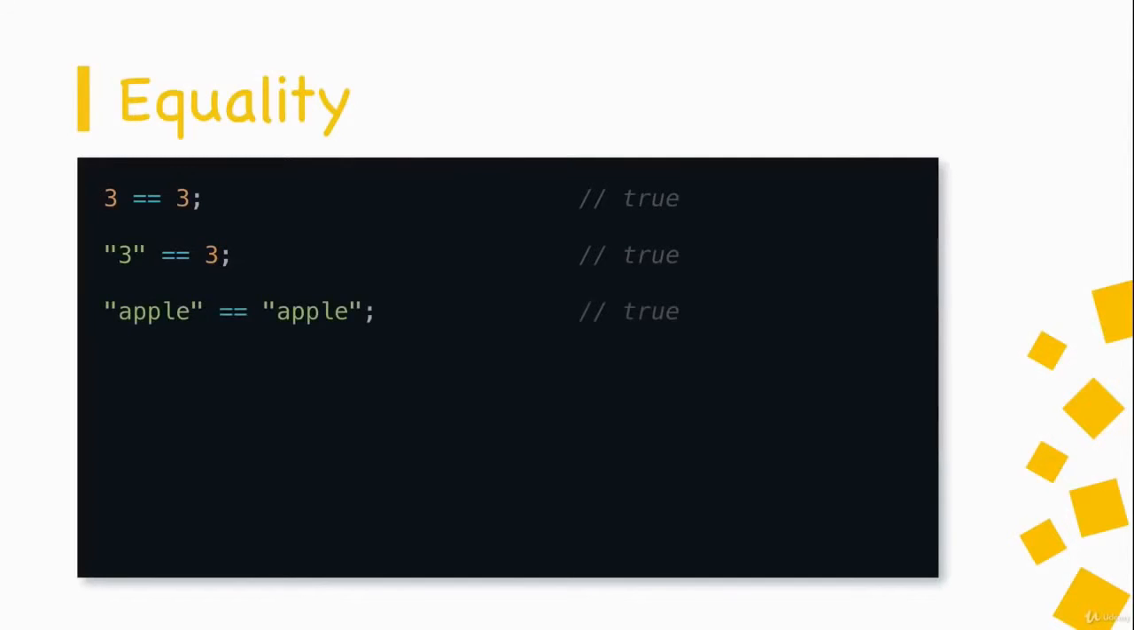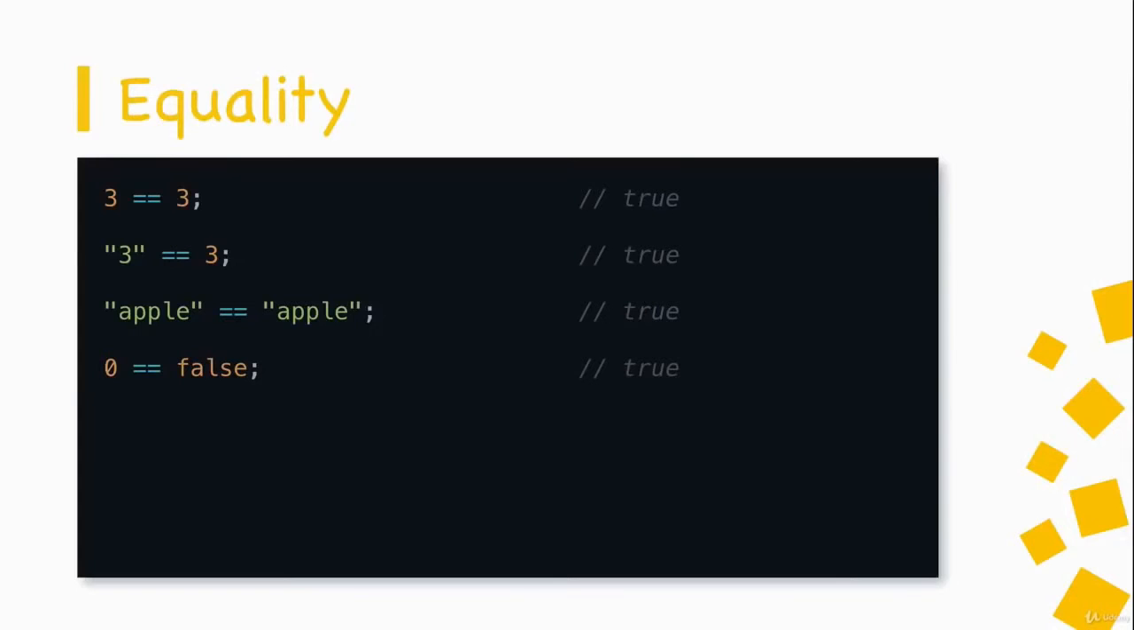Now the equality operator doesn't only work on numbers, it can also work on strings. So for example, string "apple" equals string "apple", which is true because string "apple" is equal to string "apple". In order for two strings to be equal, they must be exactly the same with the same case, same letters, and same sequence.